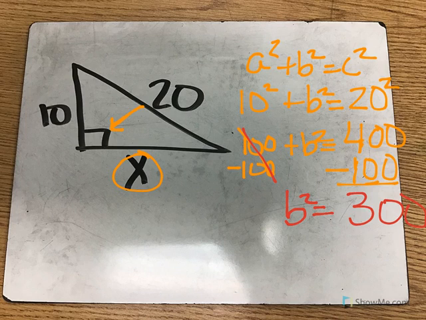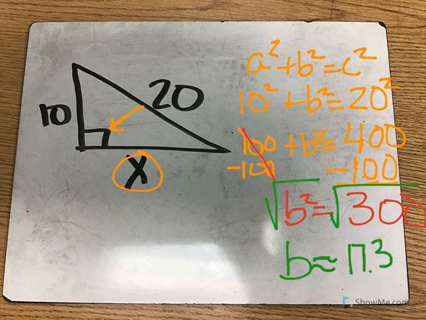Now, I don't care what B squared is. And now you need to find what B is. So how to do that? You find the square root of B squared, because the square root of B squared is B. Whatever you do to the left side, you do to the right side. And the square root of 300, again, it's not a perfect square, so this is approximately 17.32.